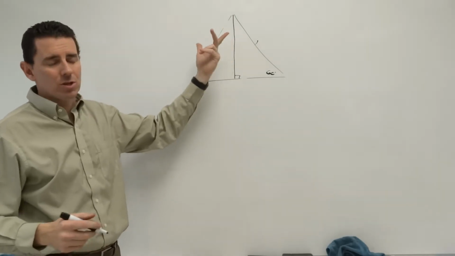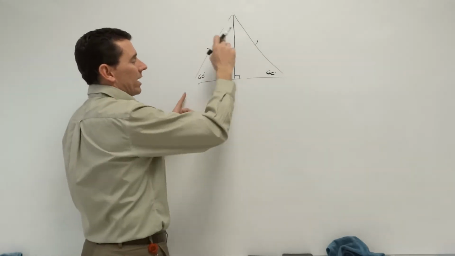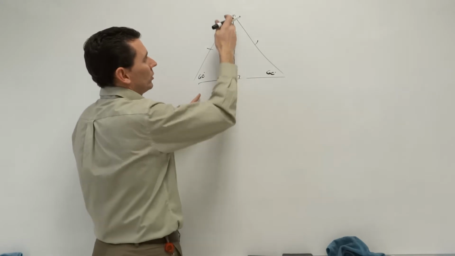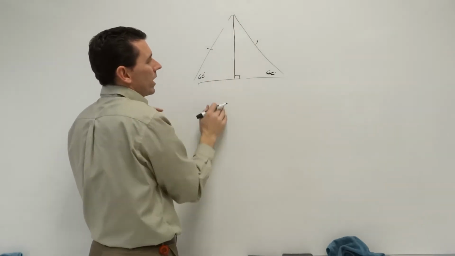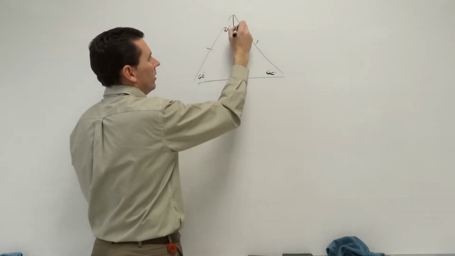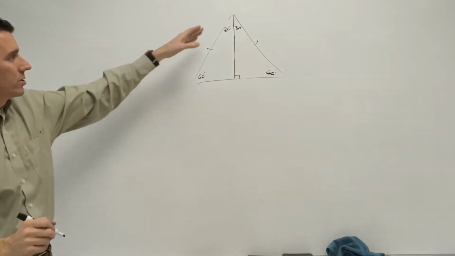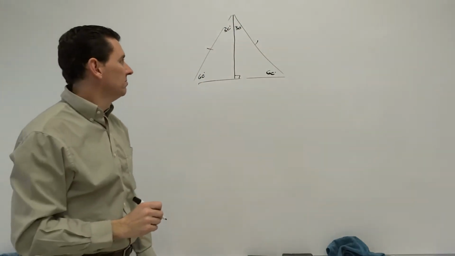What do these have to be? There's a couple ways we can conclude that. They have to add up to 180. It also, these triangles are congruent, and I knew that angle was 60, 30, and 30. So now I have a 30, 60, 90 right triangle.